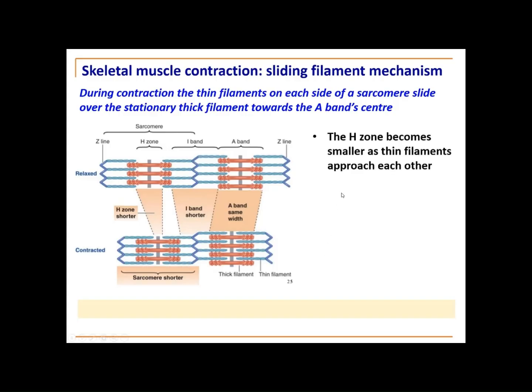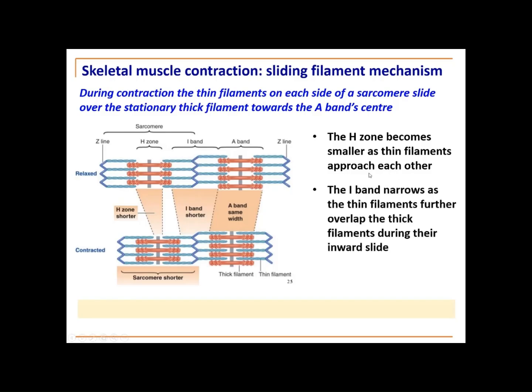So like I said, the H zone becomes smaller as the thin filaments approach each other. The I band narrows as the thin filaments further overlap the thick filaments during their inward slide. But it's also important to note that neither the thin filaments change in length during fibre shortening. And neither the thin or thick, that should actually say.